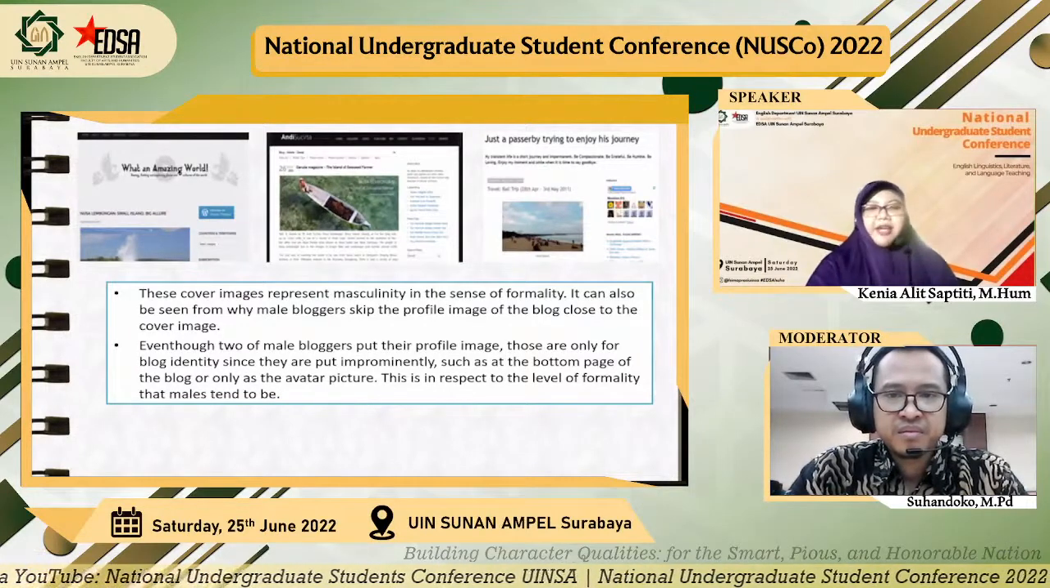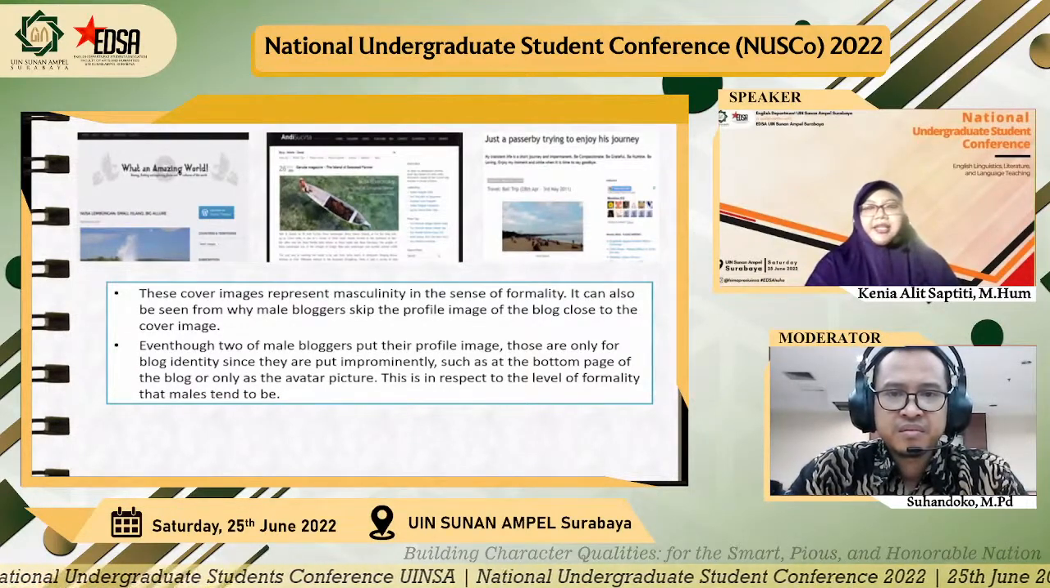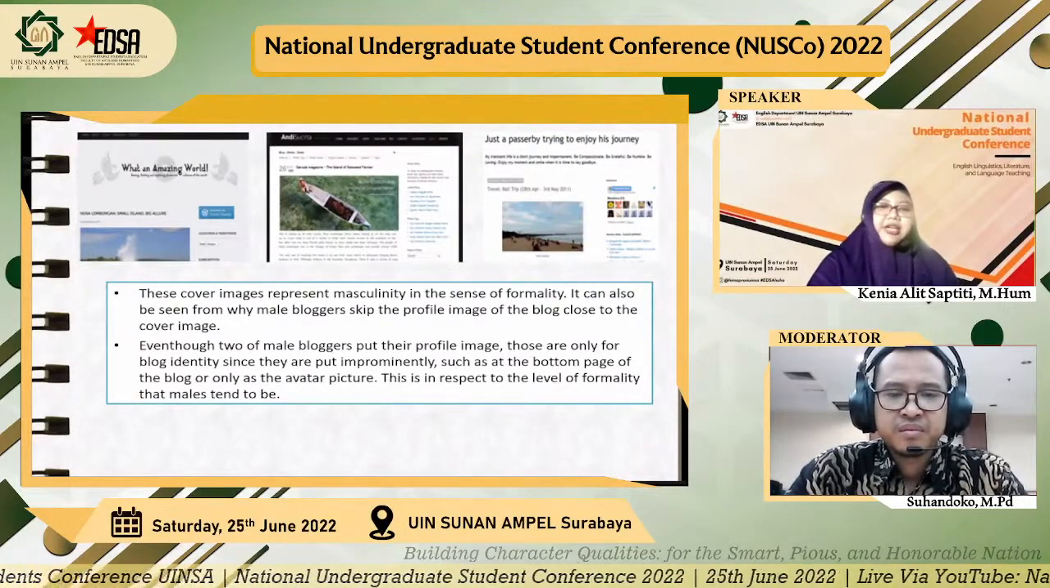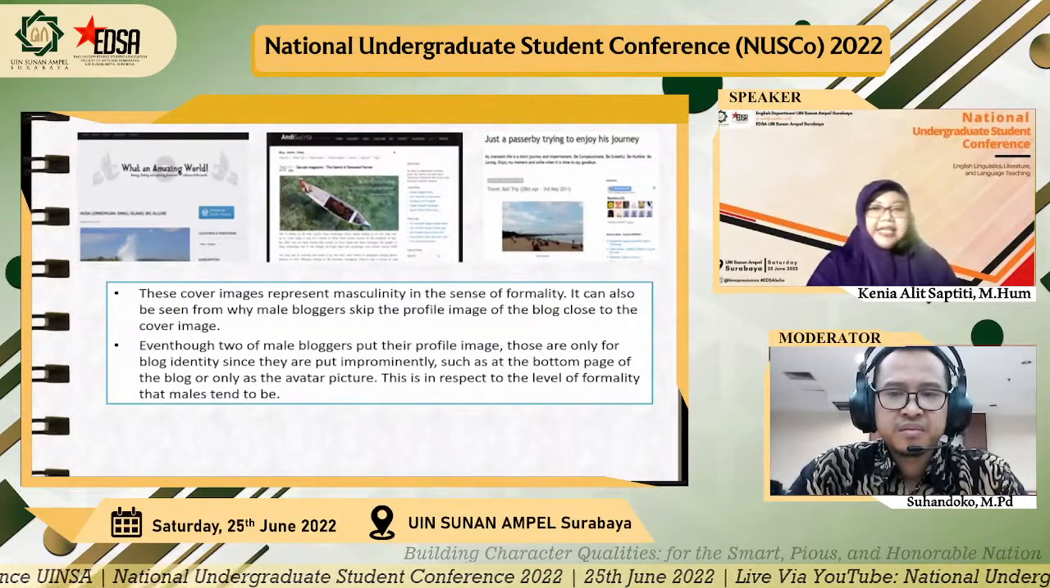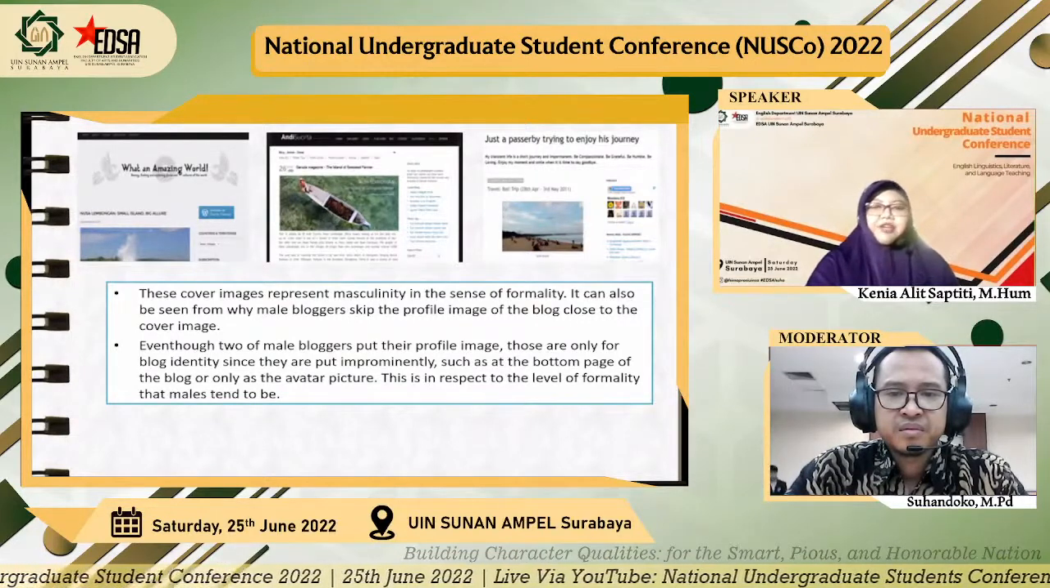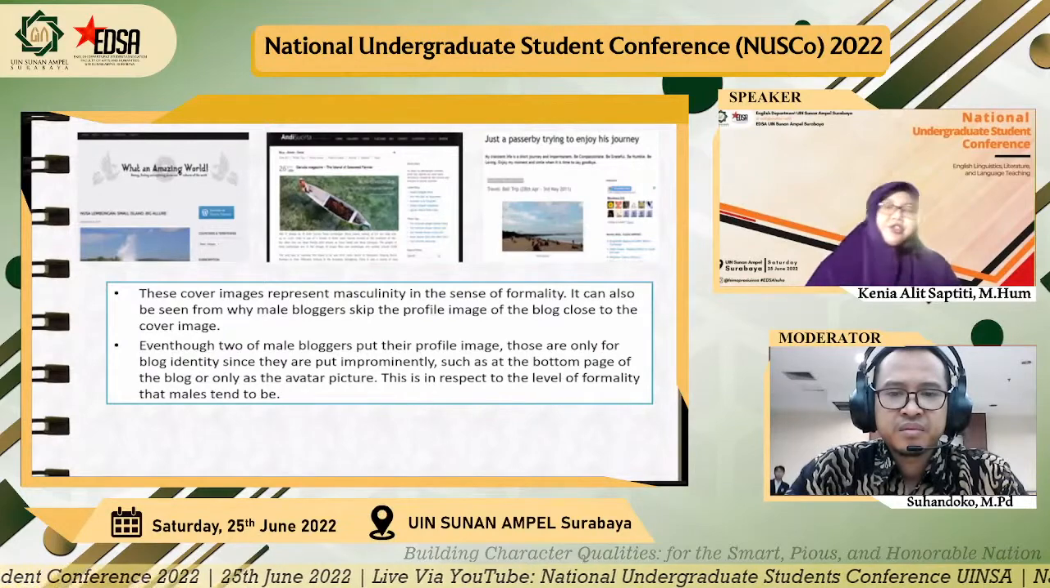So we need to find out how the study also covered images representing masculinity in the sense of formality. And two of the male bloggers put their profile image, meanwhile the others don't.